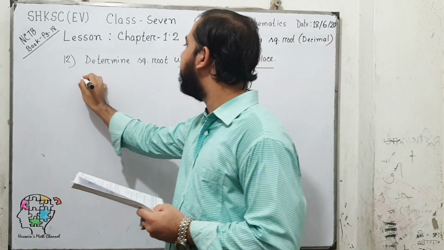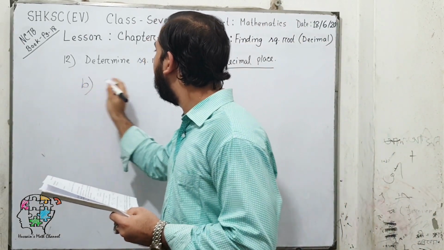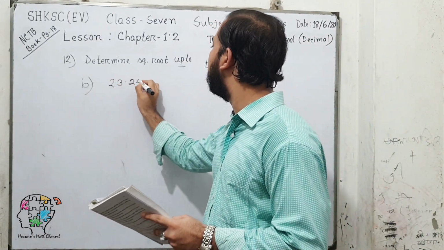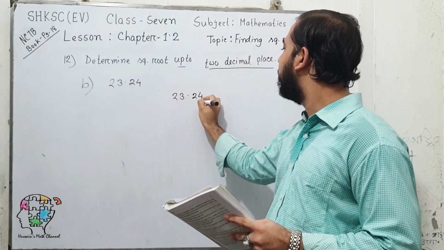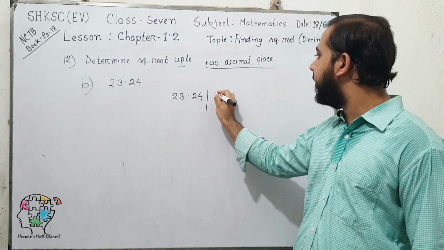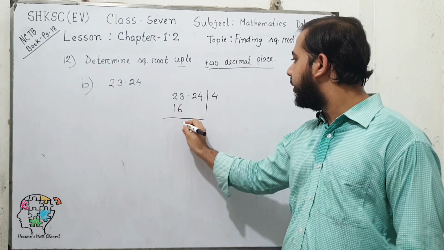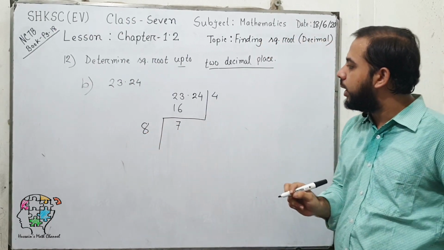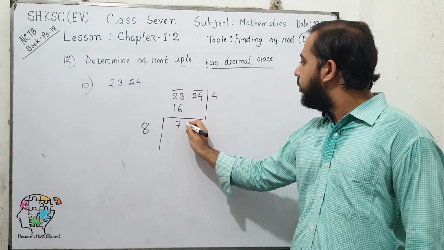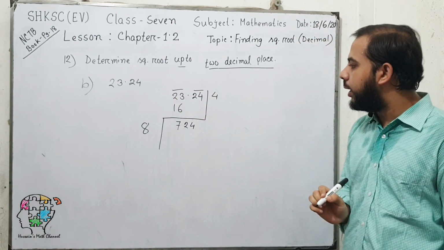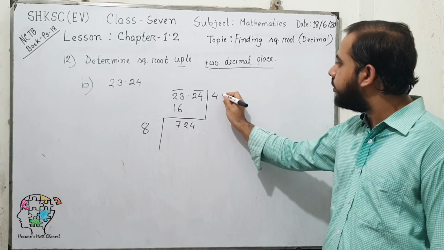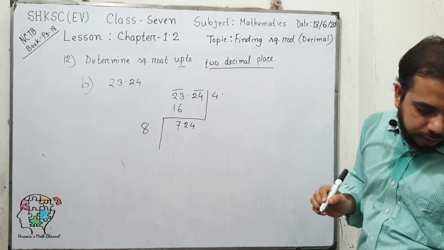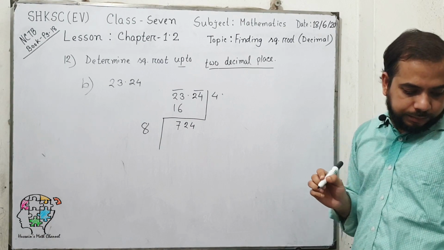Now see, question number B, the same question. Determine the square root of the number 23.24. At first we see 4 times 4 will be 16 and the remainder will be 7. Now if we make double, it will be 8, and if we bring down the other pair, it will be 724. Now we have to put a decimal here also and put any digit here which will be closest or similar to this one.